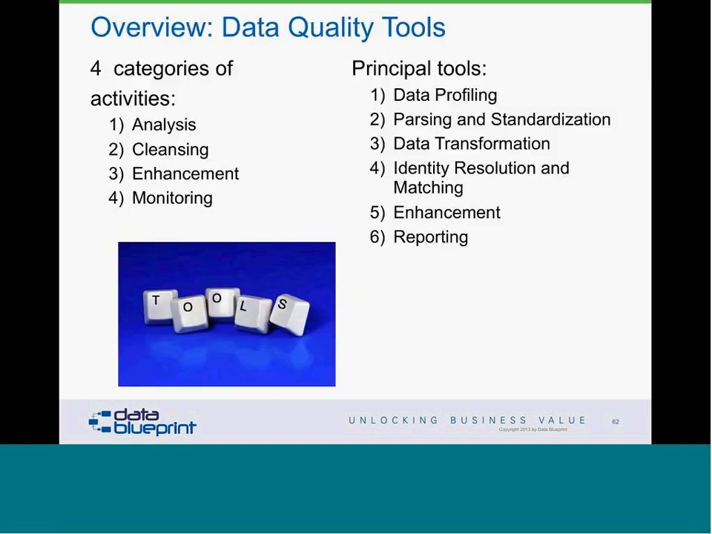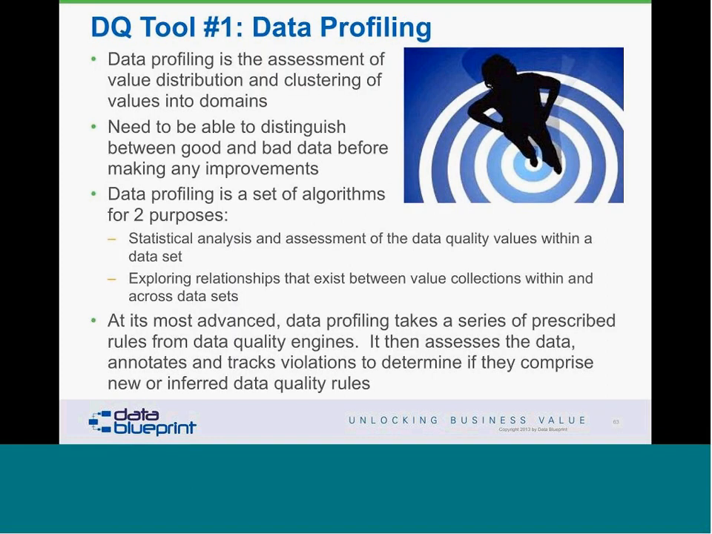We'll spend the last 10 minutes here now talking about some data quality tools. There are categories of activities that have to do with analyzing the data, cleaning it, enhancing it, and monitoring the data quality that you have in your organization. And the principal tool sets, there's 6 different ones: data profiling, parsing and standardization, transformation, identity resolution and mapping, and enhancement and reporting. Let's start in order.